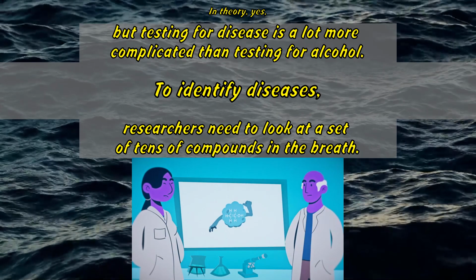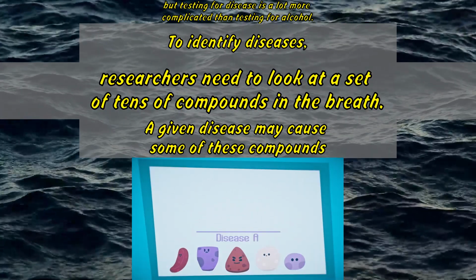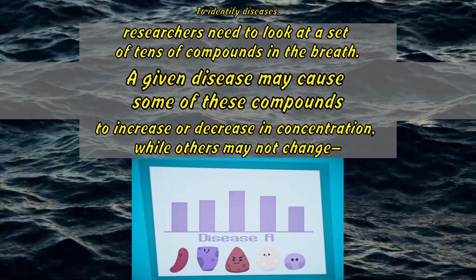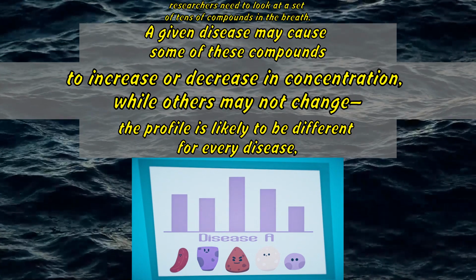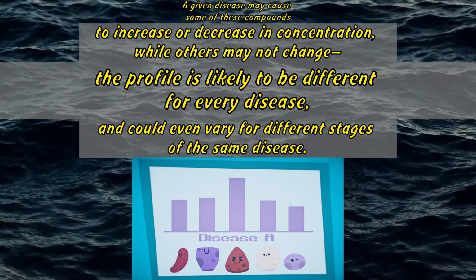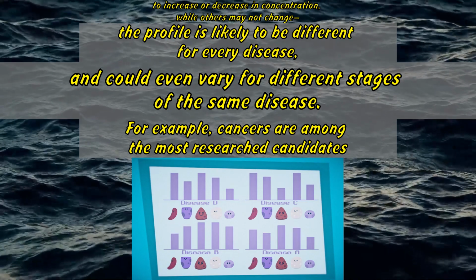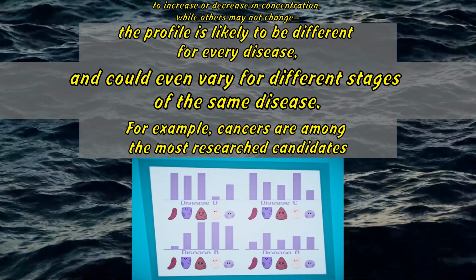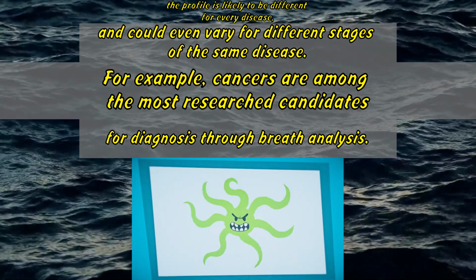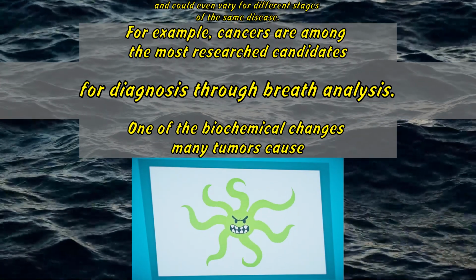To identify diseases, researchers need to look at a set of tens of compounds in the breath. A given disease may cause some of these compounds to increase or decrease in concentration, while others may not change. The profile is likely to be different for every disease, and could even vary for different stages of the same disease. For example, cancers are among the most researched candidates for diagnosis through breath analysis.